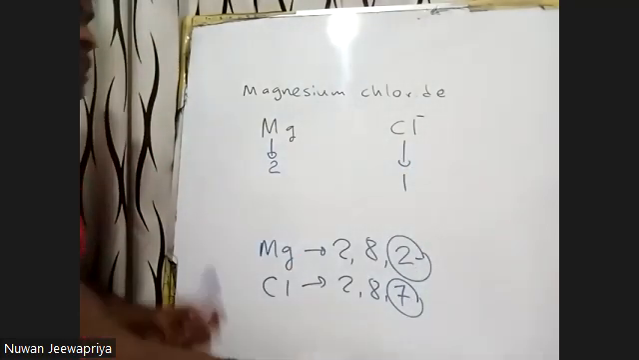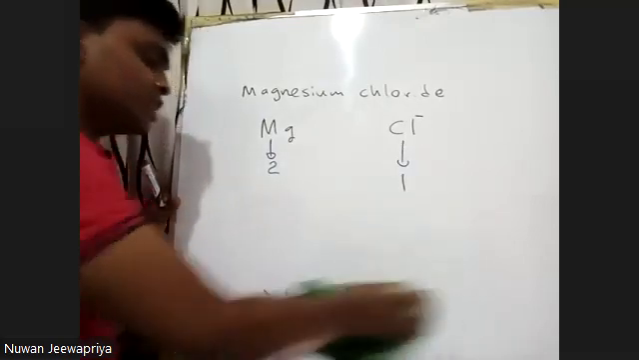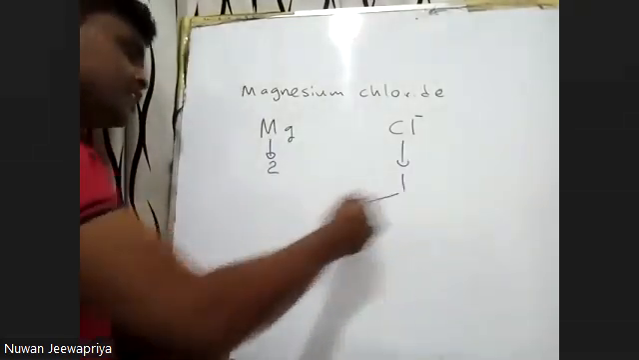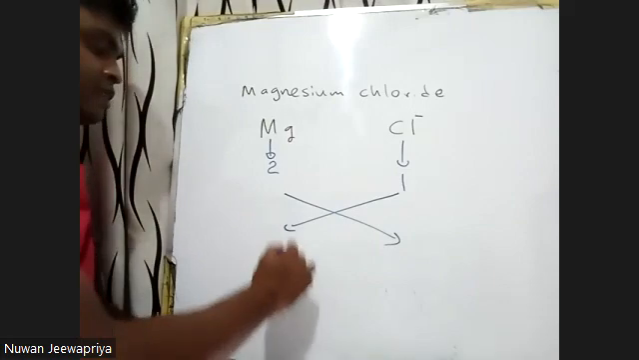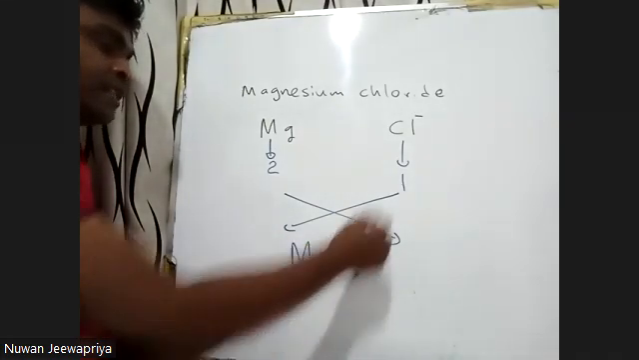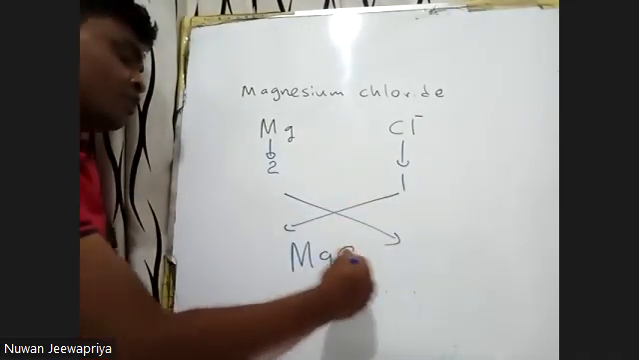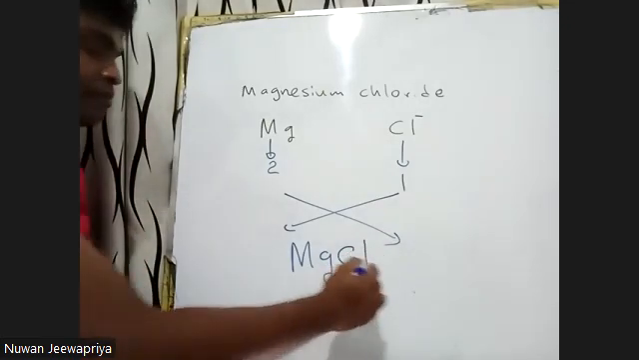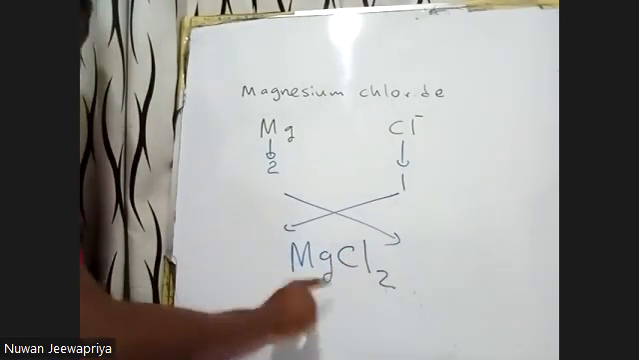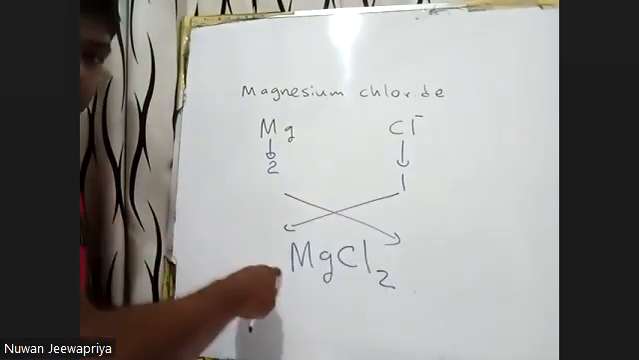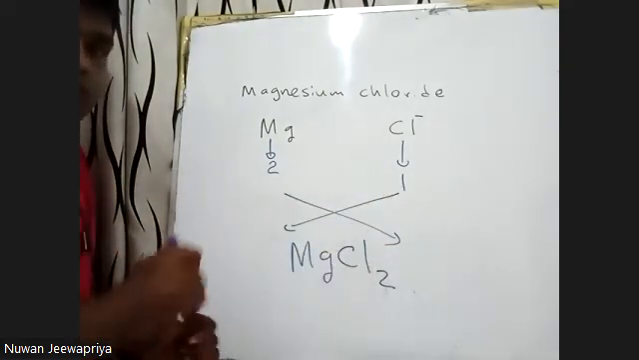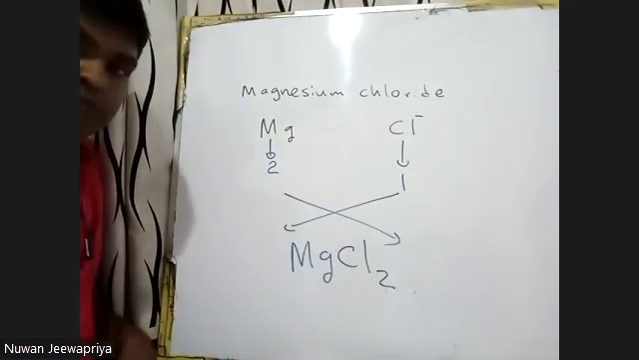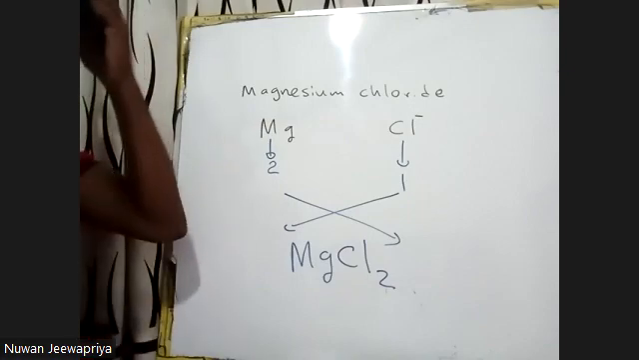Okay, I got the valences. Now I have my duty. What is my duty? Interchange the valences. So magnesium gets chlorine's number, 1, and chlorine gets magnesium's number, 2. So magnesium chloride is MgCl2. Right?